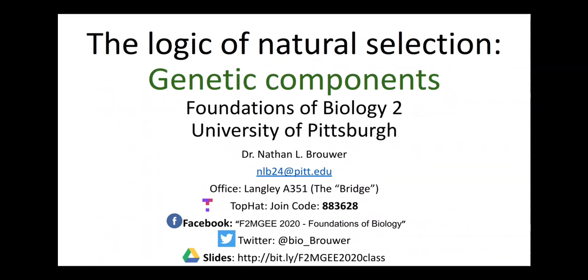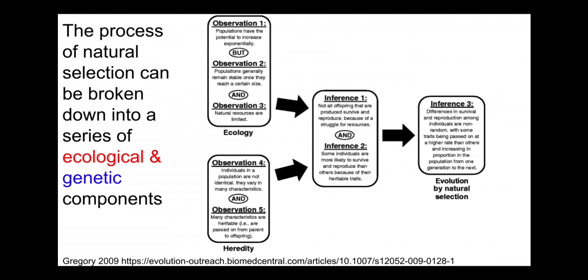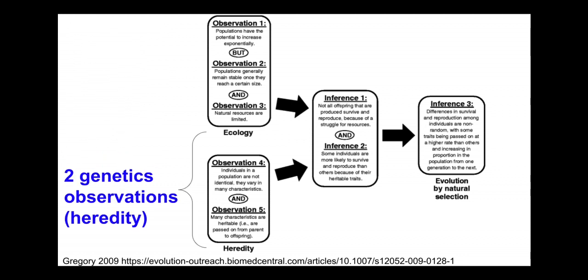This video will be talking about the logic of natural selection and the genetic components that Darwin wove into his theory, the genetic observations in particular that he wove into his theory in order to figure out how natural selection worked. So natural selection, as I've discussed in the previous videos, can be broken down into ecological and genetic components.